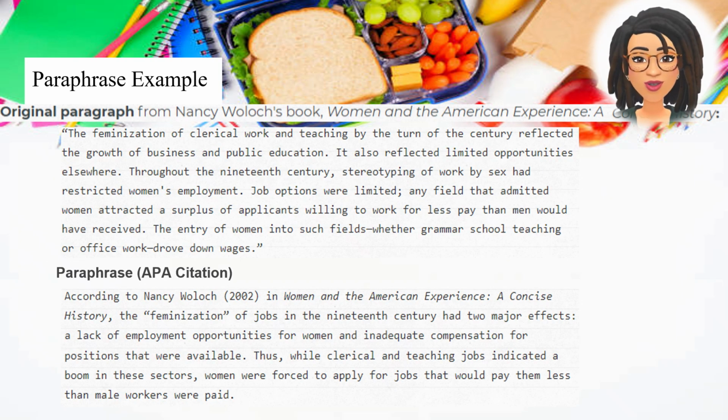Here, so that you can take a look at the following example of a paraphrase. You have the original paragraph from Nancy Woloch's book, Women and the American Experience, A Concise History. And then you have a paraphrase in APA citation. Obviously, you guys are doing MLA, but I'm using this because it's a really good example of a paraphrase. So I'll pause here and give you a chance to read them both.